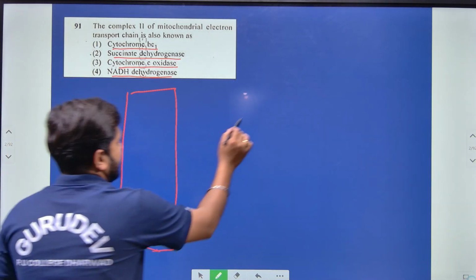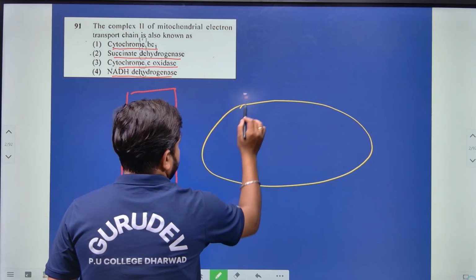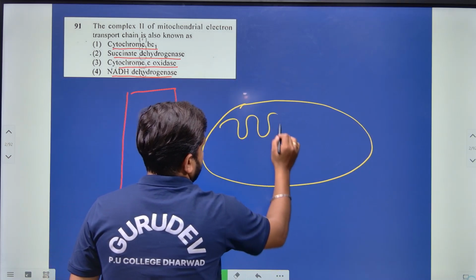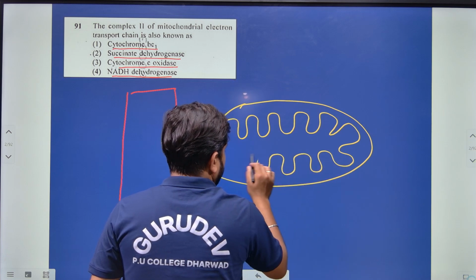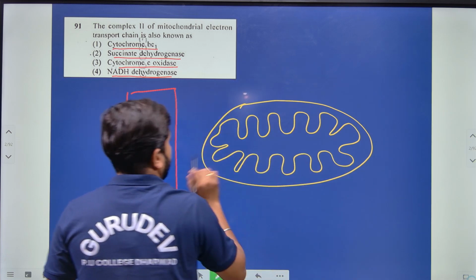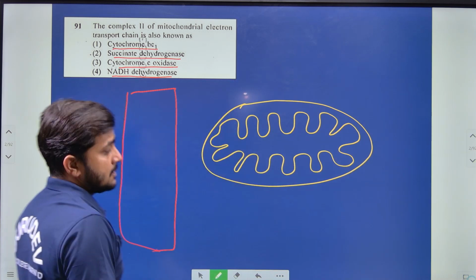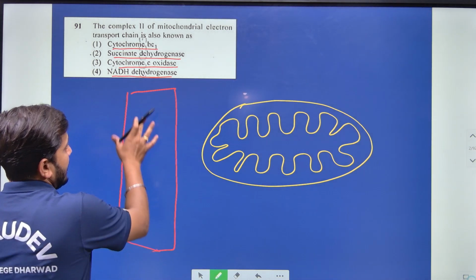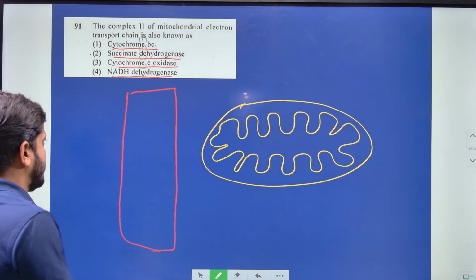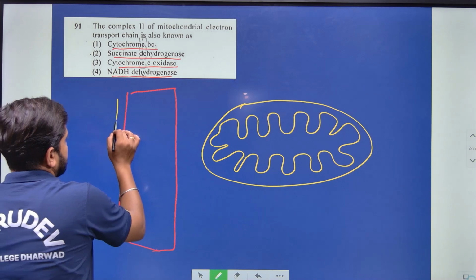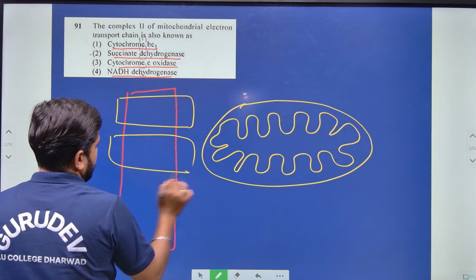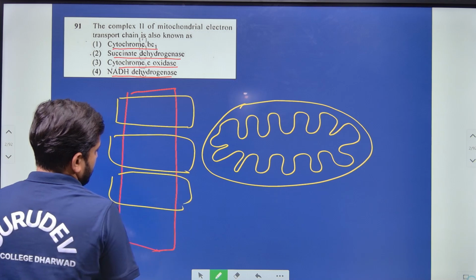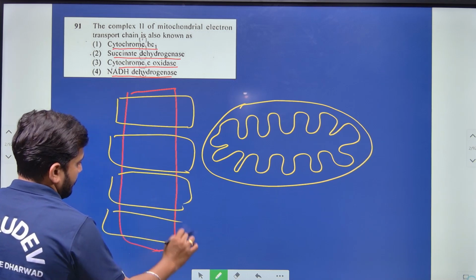If I see the structure of the mitochondria, inside it there are the cristae, where the inner membrane of the mitochondria carries out foldings. With respect to that only, this electron transport system is going to take place. These electron transport systems are divided into different complexes: complex 1, complex 2, complex 3 and complex 4, right?